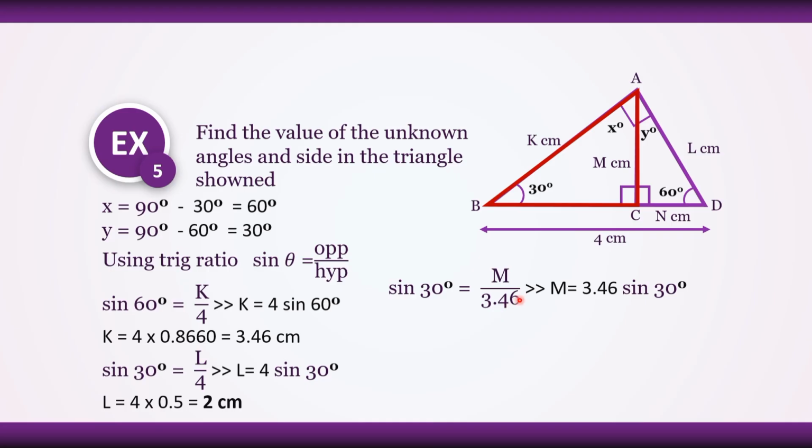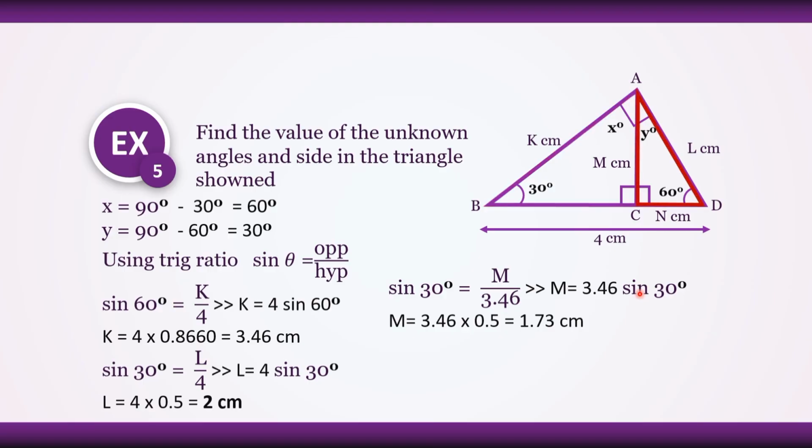So doing cross multiplication, I'm going to have M is equal to 3.46 multiplied by sine 30 degree. And what is sine 30 degree? Sine 30 degree is 0.5. So I have 3.46 multiplied by 0.5, and that is 1.73 centimeter. So that is the value of M.